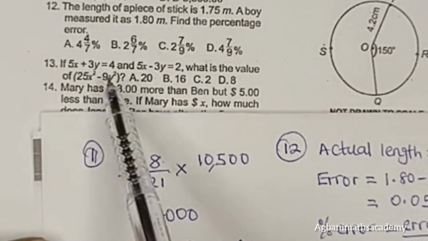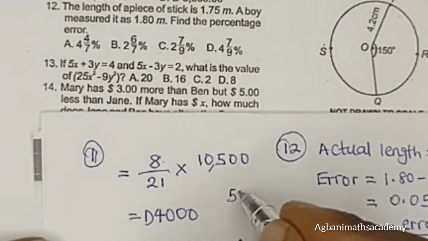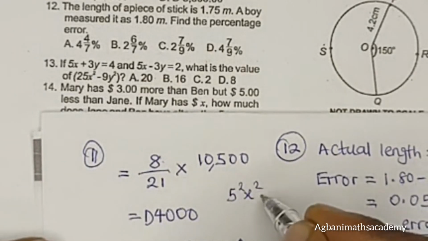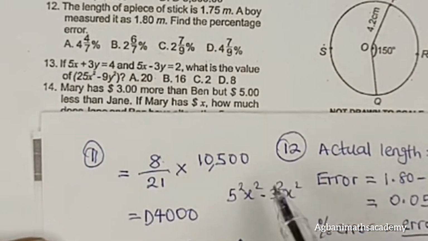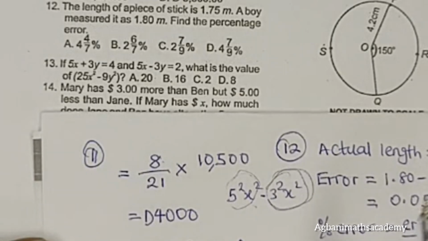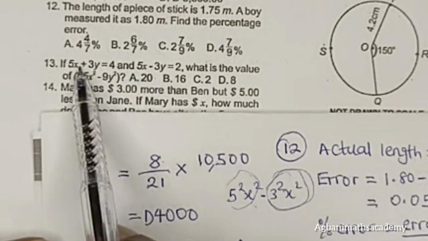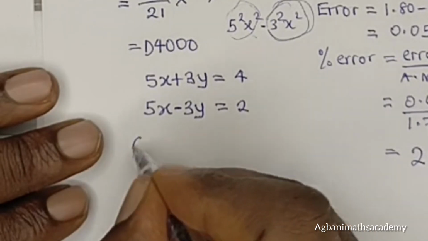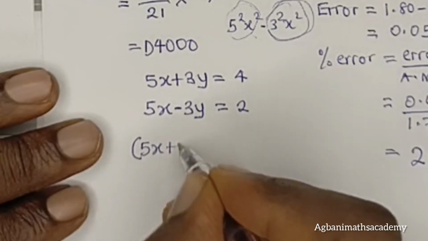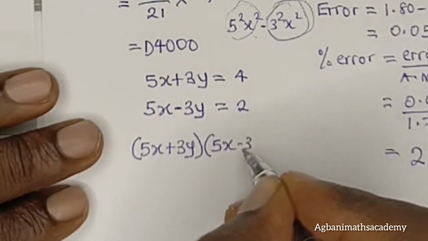Looking here, we have a squared value. 25x squared is the same thing as 5 squared x squared minus 3 squared y squared. So a squared value is subtracting a squared value. We know that in such a situation, to get this, you need to multiply these two values. So this is going to be 5x plus 3y times 5x minus 3y.